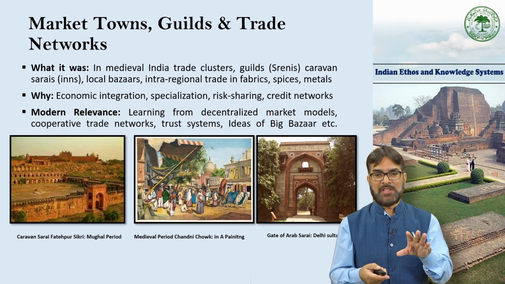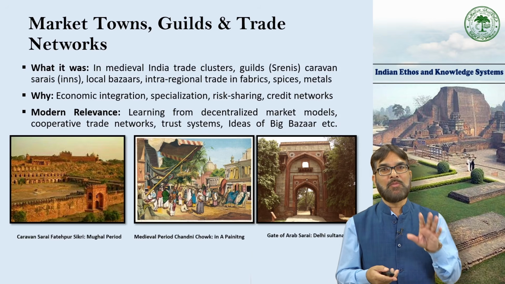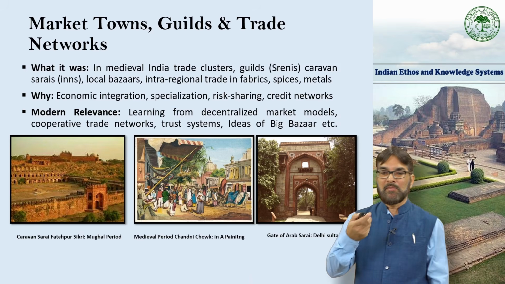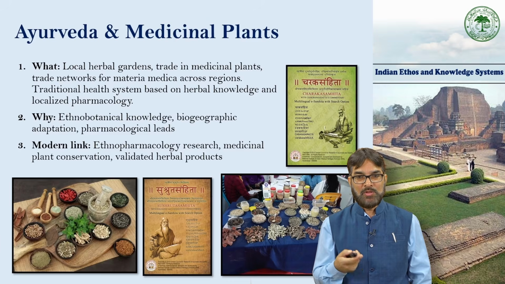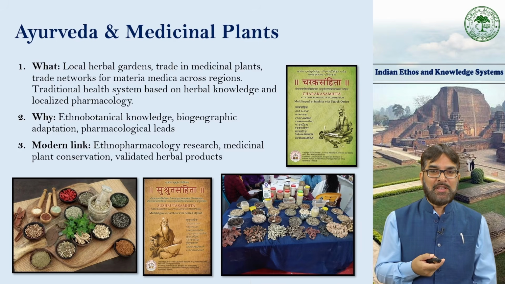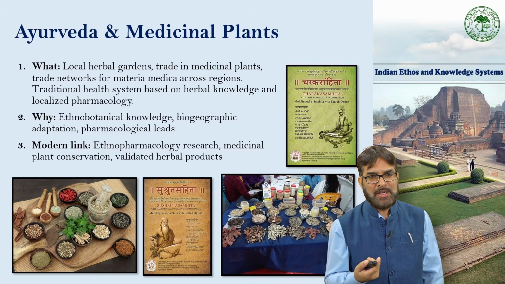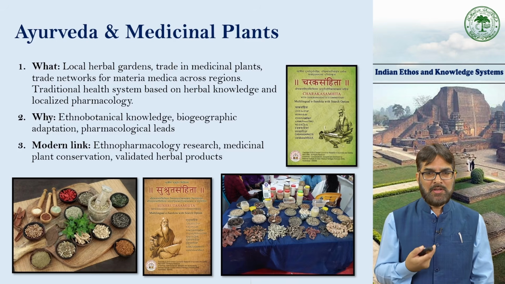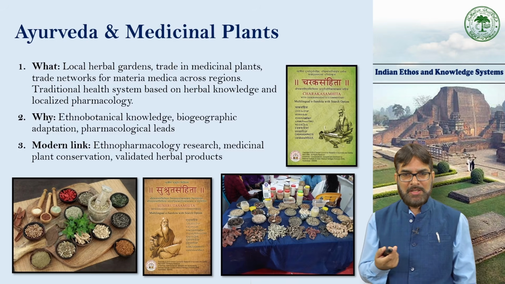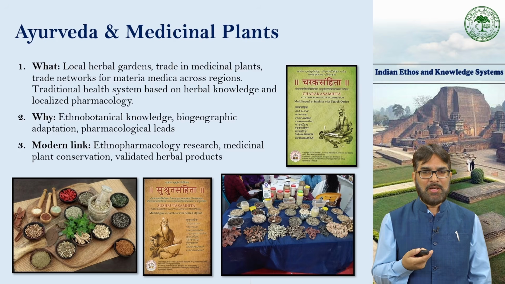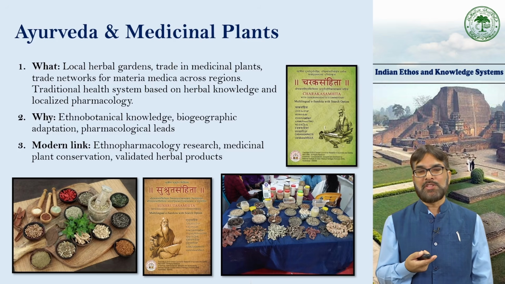So some pictures are also available in the form of Mughal paintings, paintings in later periods, where markets are depicted during the Mughal and ancient period. Then Ayurveda and medicinal plants. Local herbal gardens, trade in medicinal plants, trade networks for materia medica across regions, traditional health system based on herbal knowledge and localized pharmacology.